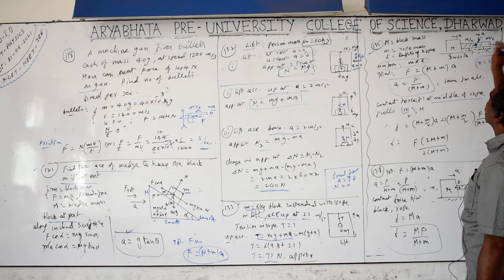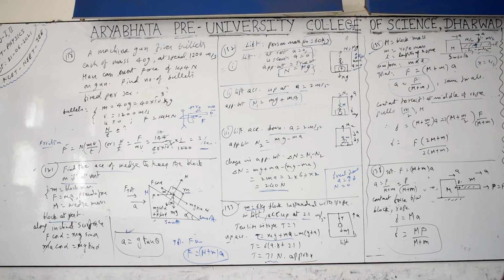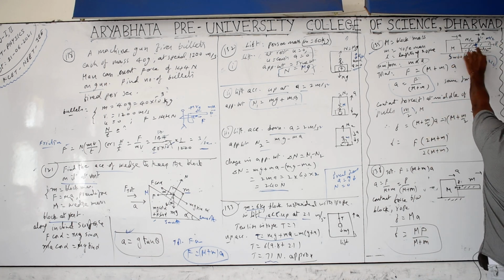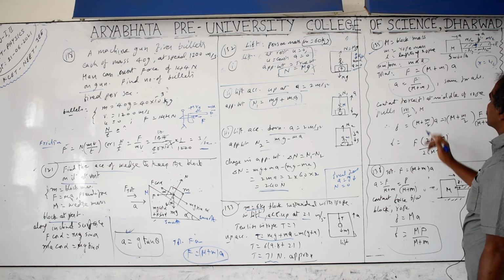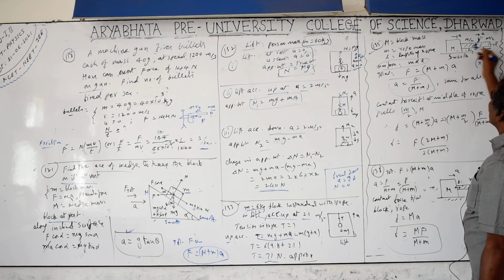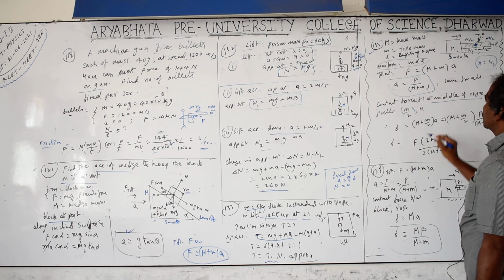Half length you have taken. Sometimes they will give different distances, different lengths also. Here half. So the contact force, the tension in the rope, is pulling m by 2 plus m. Total mass is m by 2 plus m. Be careful with symbols: capital M is the block mass, small m is the rope mass. So M plus small m by 2.